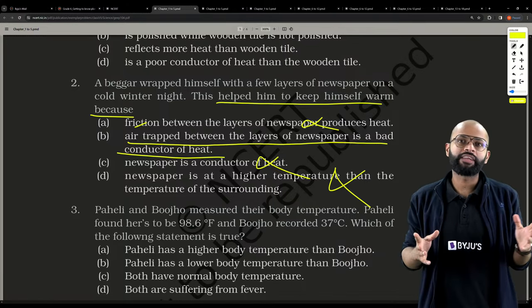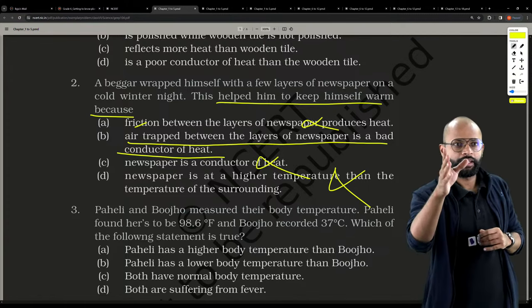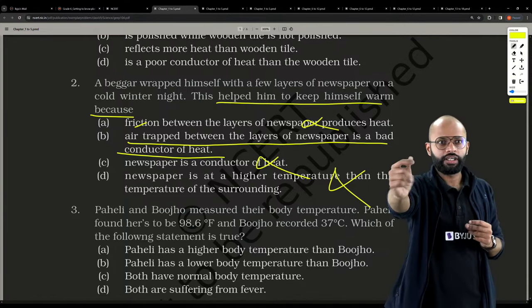Magnified is a big image, diminished is a small image. Yes? I took your doubt.